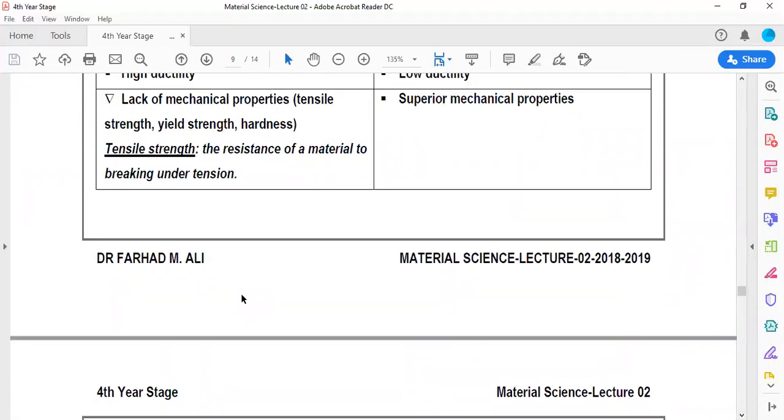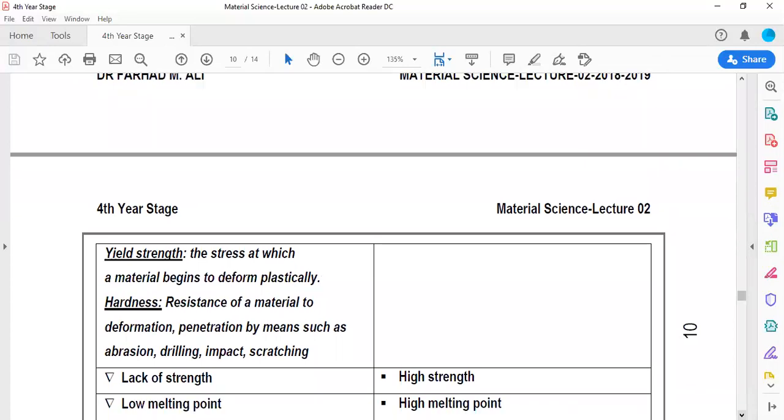tensile strength is the resistance of a material to breaking under tension. That's tensile strength. And if you go to the next page, the yield strength is the stress at which a material begins to deform plastically. So when the material starts deformation, that's called yield strength. And the last one, hardness, is the resistance of a material to deformation, penetration by means such as abrasion or drilling or impact or scratching. That's hardness.